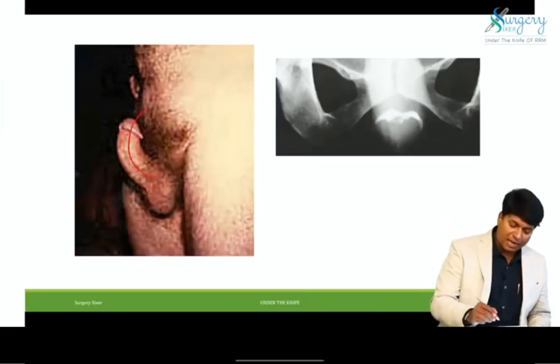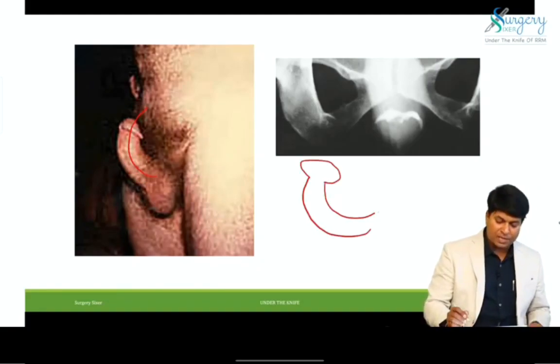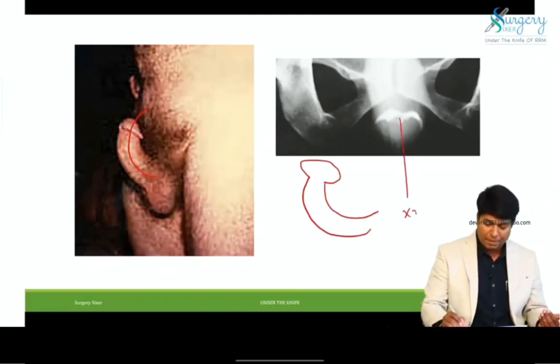You can see the dorsal curvature. This is what I told you, dorsal curvature of the penis. The penis will turn upwards. Dorsal curvature with calcification seen on X-ray. Peyronie's, this is. So we have to do the operation known as Nesbit procedure.